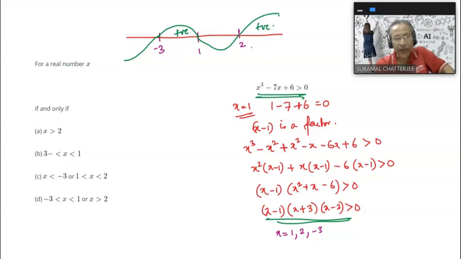So therefore x has to lie between minus 3 and 1, or x has to lie beyond 2. So therefore the option D is the correct choice.